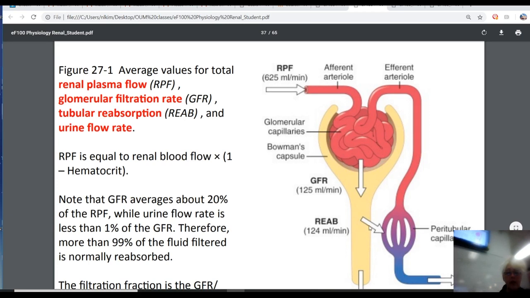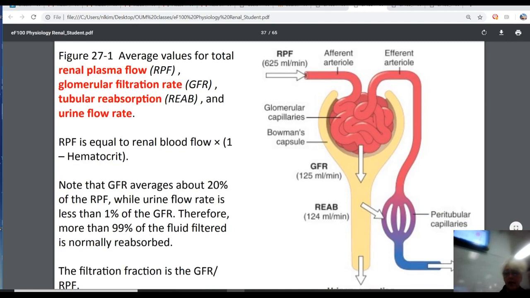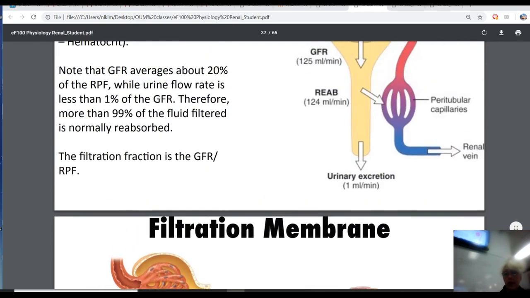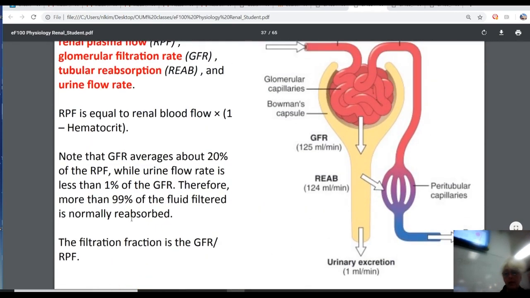So here's our little tuft of spaghetti here. Your efferent, your capillaries, your Bowman's capsule, your GFR. Here's your reabsorption, right, of plasma proteins and glucose at the proximal convoluted tubule into the peritubular capillaries.